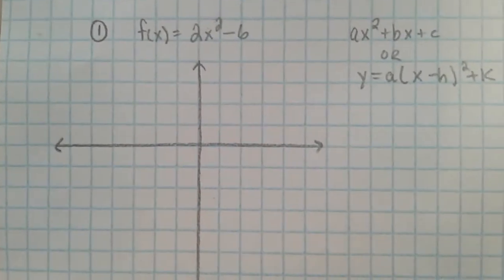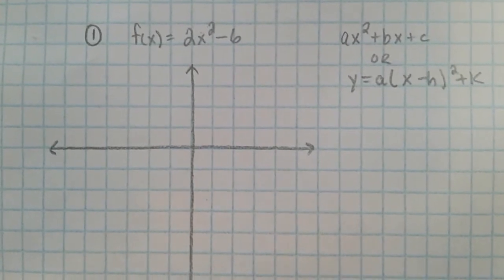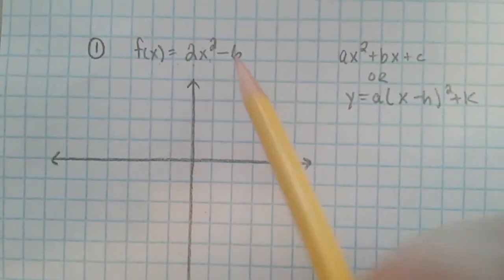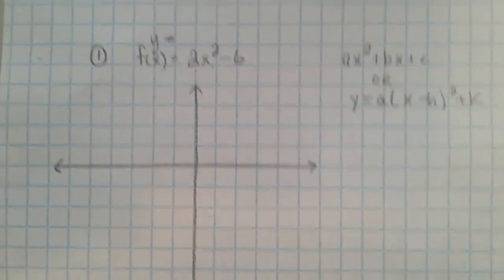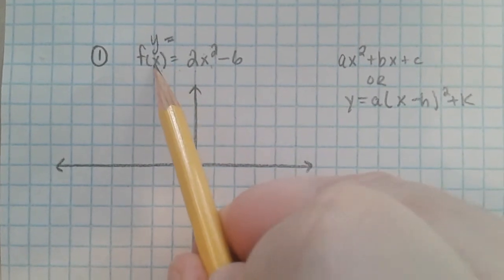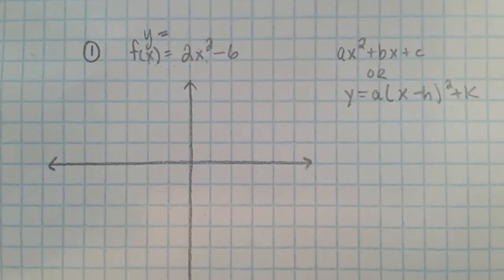Okay, so let's take a look at number 1 from our chapter review. We're graphing f of x equals 2x squared minus 6. Now, f of x is the same exact thing as y equals, so let's not get hung up on what's on that left-hand side of the equals. f of x is the same thing as y. So this is y equals 2x squared minus 6.